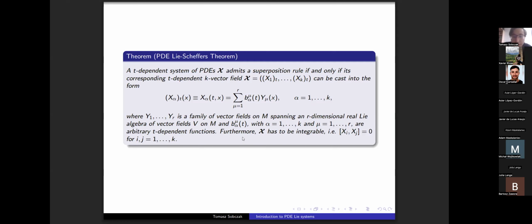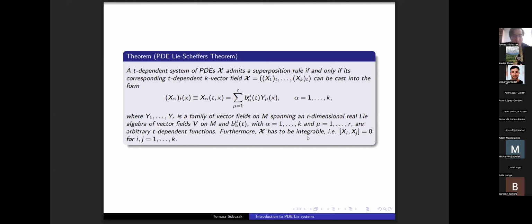And an additional thing, and this is the point that I was saying: if we want to have a PDE Lie system, our time-dependent k-vector field associated with the system has to be integrable, meaning that its elements have to commute between themselves, so these commutators equal 0. And this is the different part.